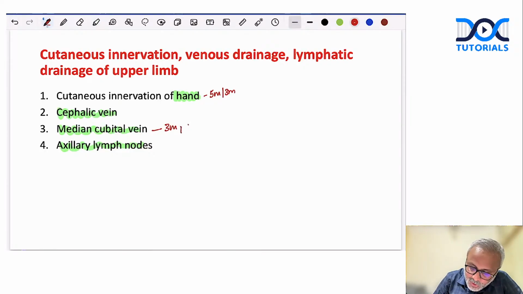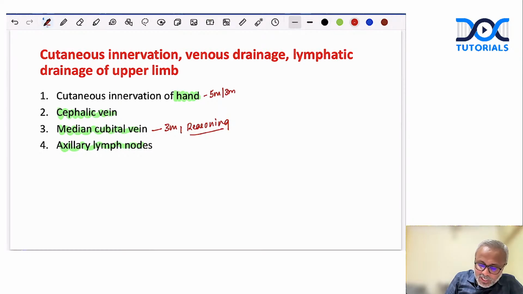And this could also be an important topic for the reasoning type of question, where they can ask why the median cubital vein is often preferred for venesection. What is the anatomical basis, right? This could be the question.